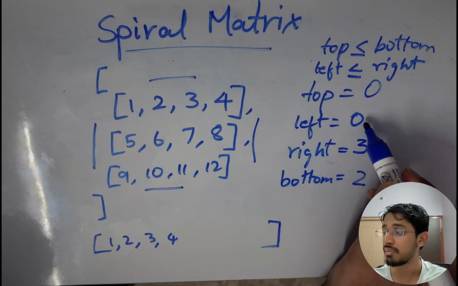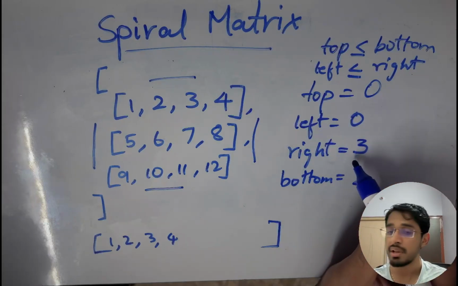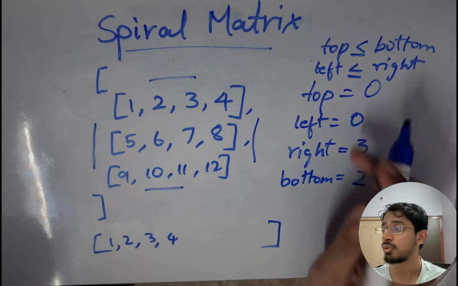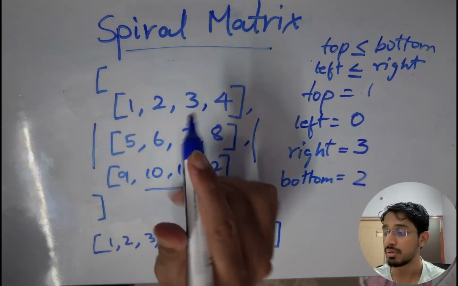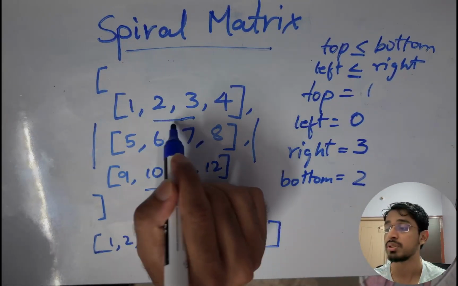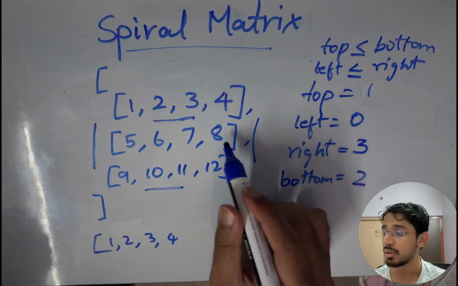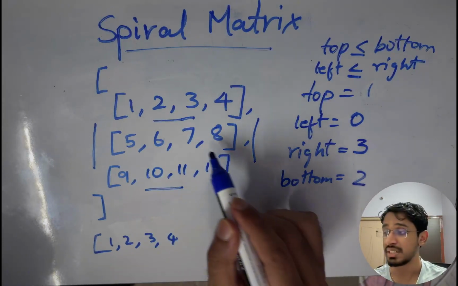Since we are traversing from left to right, once we do that, we need to update the value of top from 0 to 1. Okay, so now the top has shrunk one level below. The top is over here now. Okay, so now we go to the next dimension, that is from the right.